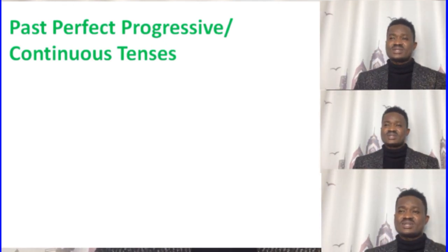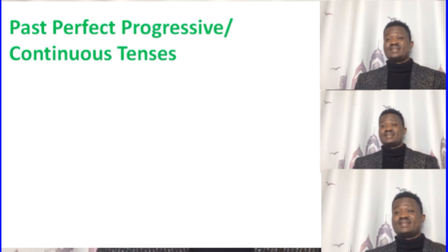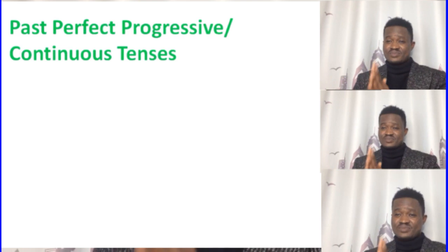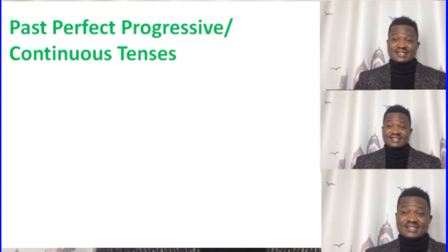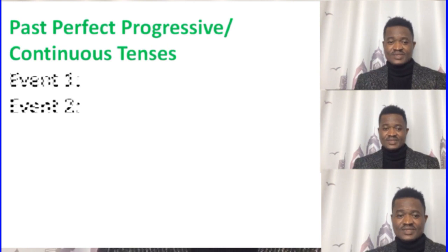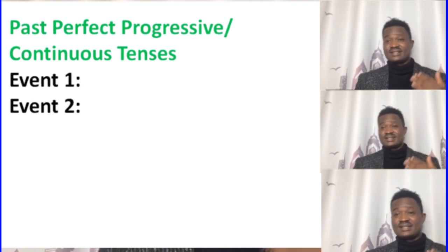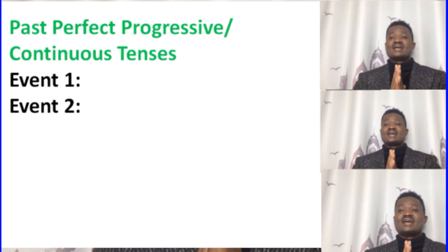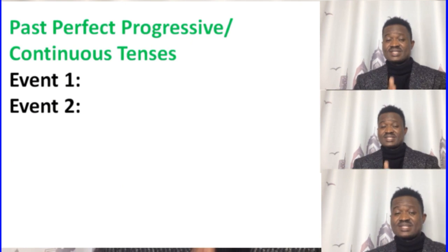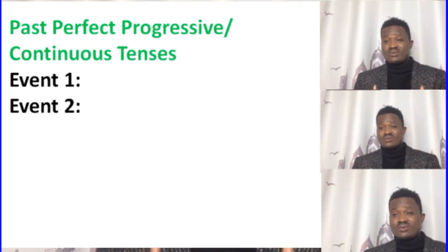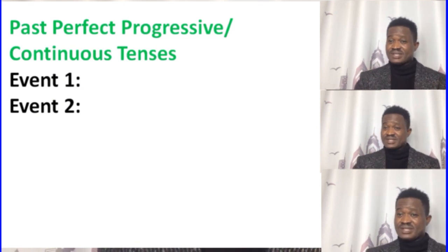So we are talking about two events here. One of the events is in the past perfect progressive and the other event is in the simple past. So these are the two events, event 1 and event 2. This is a little similar to the past perfect tense. You know, in the past perfect tense, these are two past actions. These two events, which event will go first? That is where the past perfect comes in.